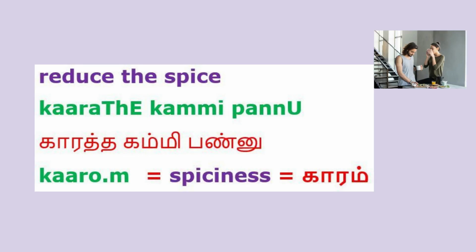காரத்தை கம்மி பண்ணு. Karam is spiciness. So it's not the spice variety, but we are talking about the actual taste, the pungent spiciness, the sharp taste. Karatha kammi pannu. So karam is here. You reduce the spiciness, or you lessen the spiciness. That's the meaning here. Karam is spiciness. Reduce the spiciness, or reduce the spice.